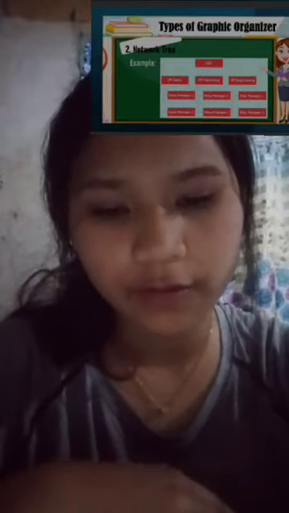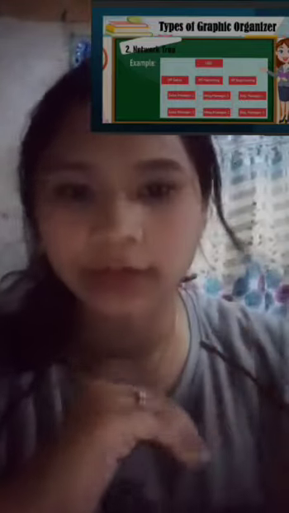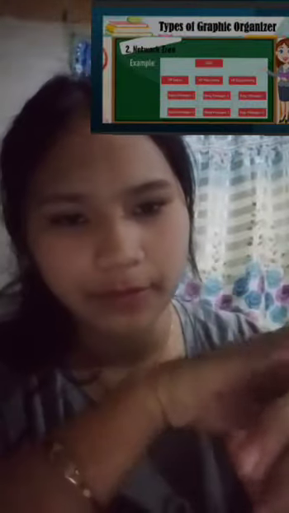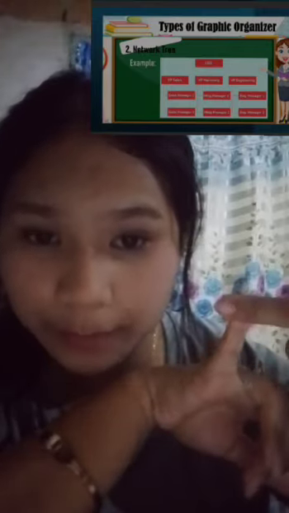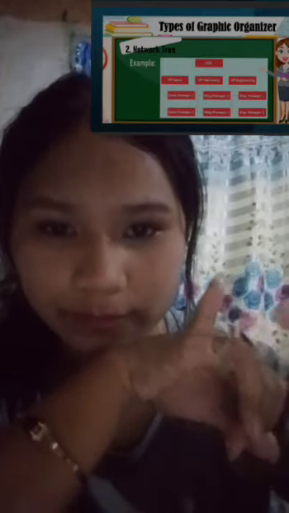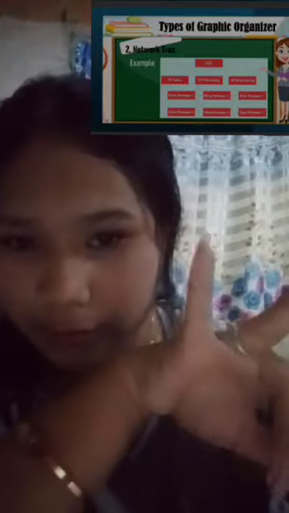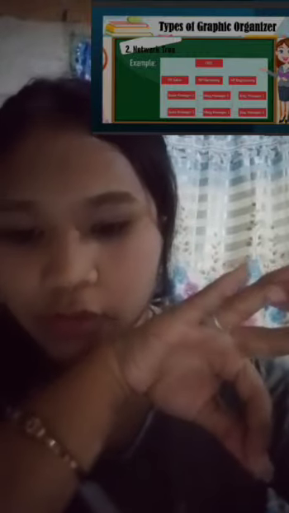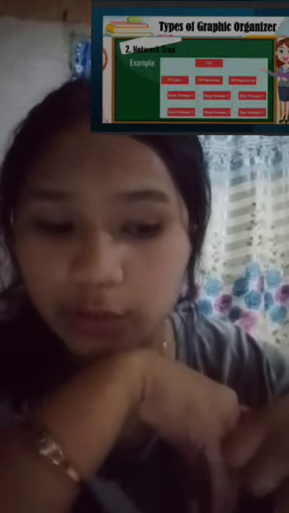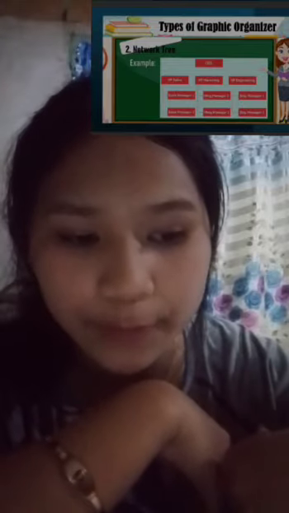For example, family tree. So in the family tree, we have grandparents, parents, children. The grandparents are at the top of the family, and then after the grandparents it's parents, and then children. So a family tree shows the relationship between family members.